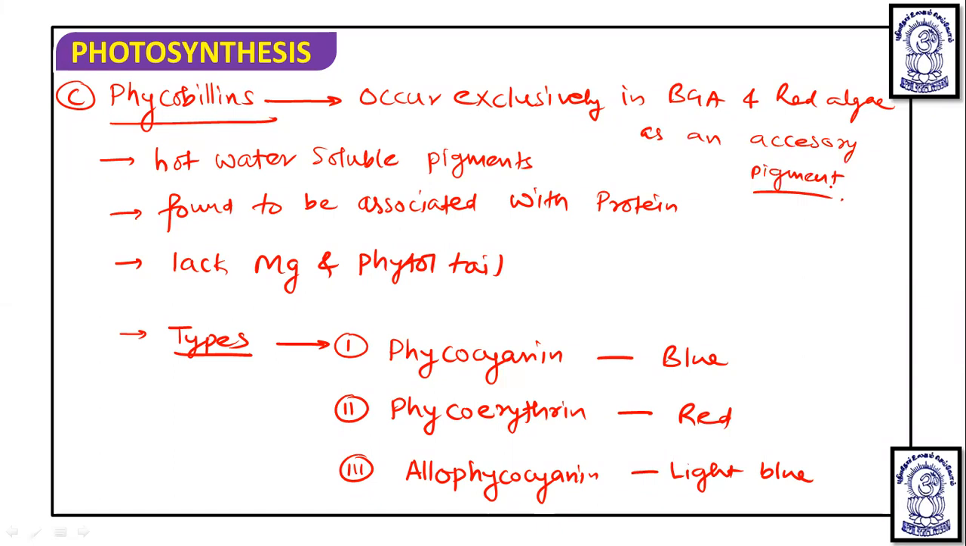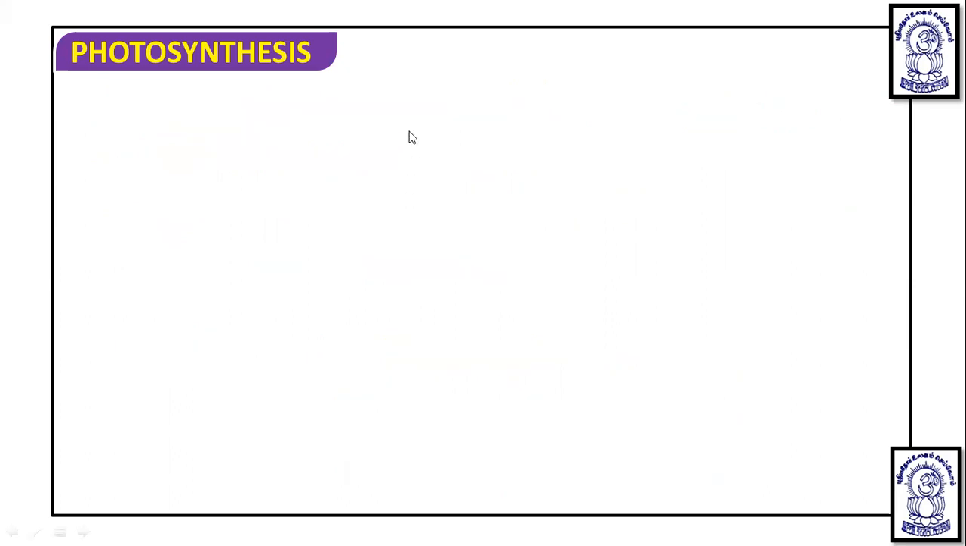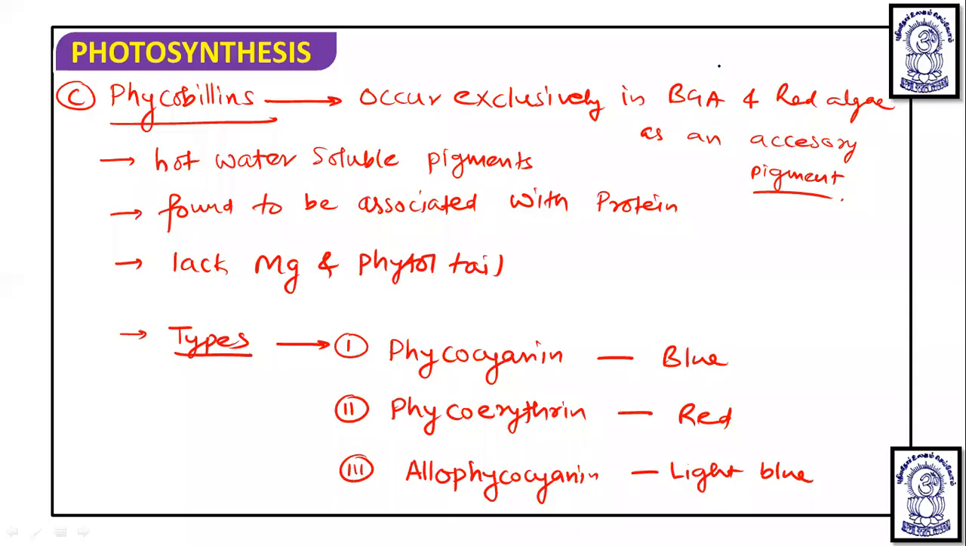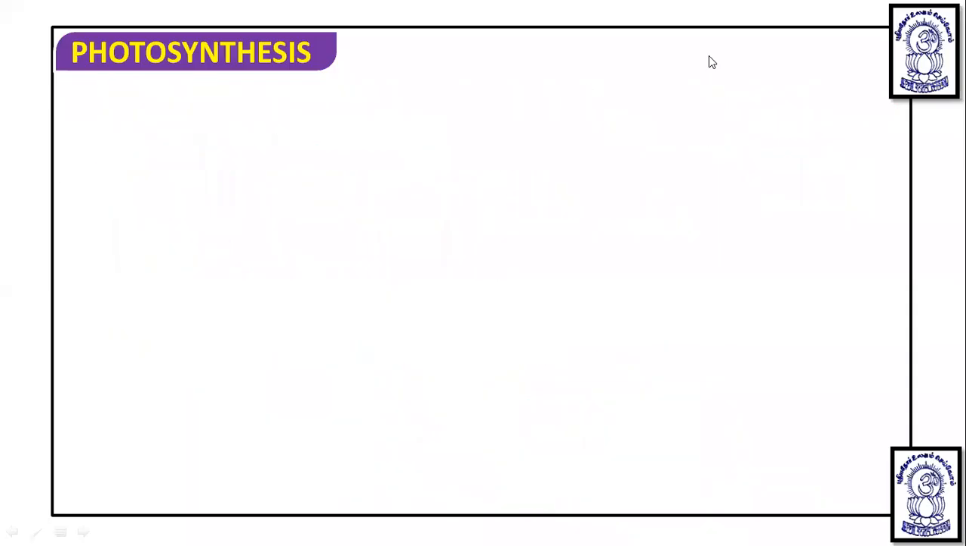Now after discussing pigments, we have to discuss two more things which also helped T.W. Engelmann carry out his experiment, and that is the absorption spectrum and action spectrum that we have to understand here. So now we are going to discuss the absorption spectrum and action spectrum.